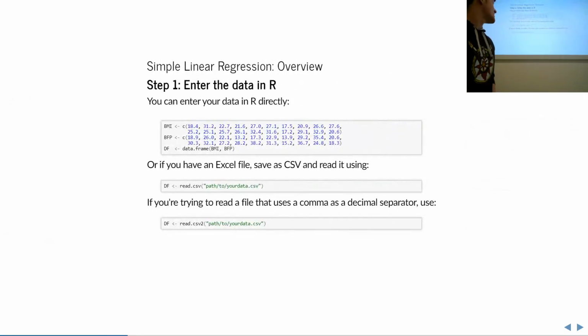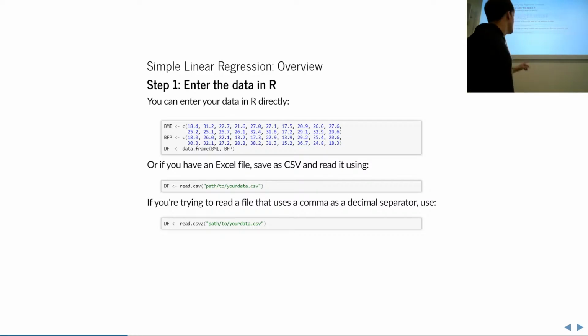So we enter data in R. Usually you wouldn't do this manually, but it's just to show how many numbers there are. Usually I would just use, for example, read.csv, for comma separated values. And if you have a Dutch version of Excel, or any version of Excel in a country where the decimal separator, so the numbers after the whole numbers, is a comma, then you have to do read.csv2, and then it will work.